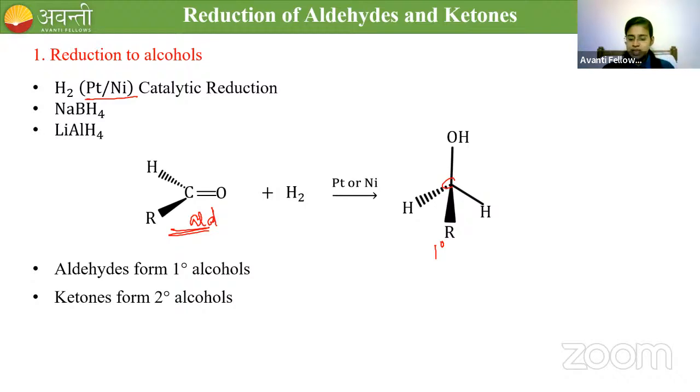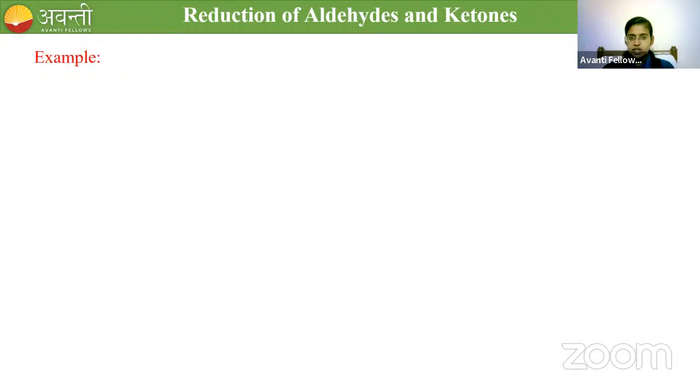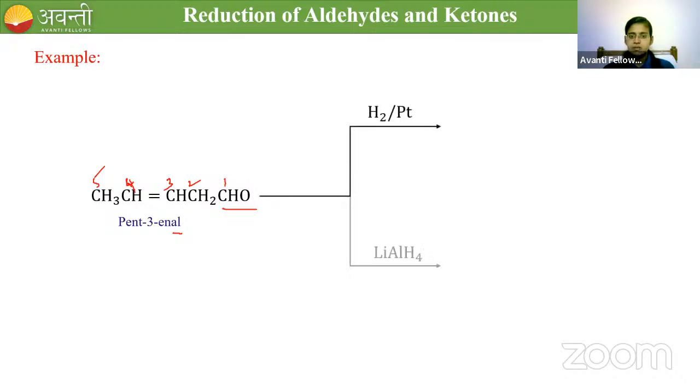Now let's go for some examples under this topic. I have taken one compound whose name is pent-3-enal. 1, 2, 3, 4, 5. Five carbons are there, so pent. Between the third carbon and fourth carbon we have a double bond, so it is 3. And at the first position we have an aldehyde. So it is pent-3-enal. Now I am going to treat this compound with two different reagents. First, with hydrogen in presence of platinum. Secondly, with lithium aluminum hydride.